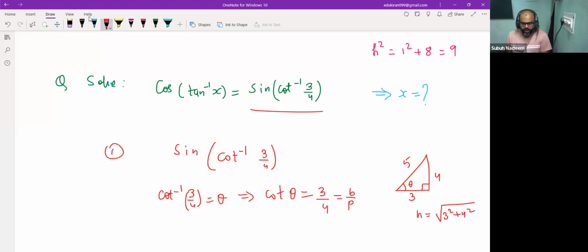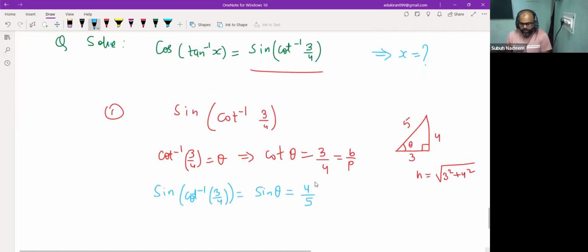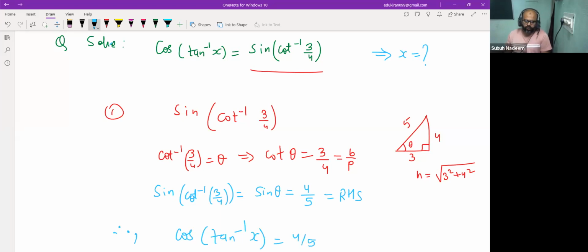So when you find sine of cot inverse 3 by 4, you will say it is sine of theta, which is perpendicular by hypotenuse, so 4 by 5. So what we get here is that this right hand side is 4 by 5. So therefore, our equation becomes cos of tan inverse of x is equal to 4 by 5. Now, similar thing you have to do for LHS also. So first write till here.